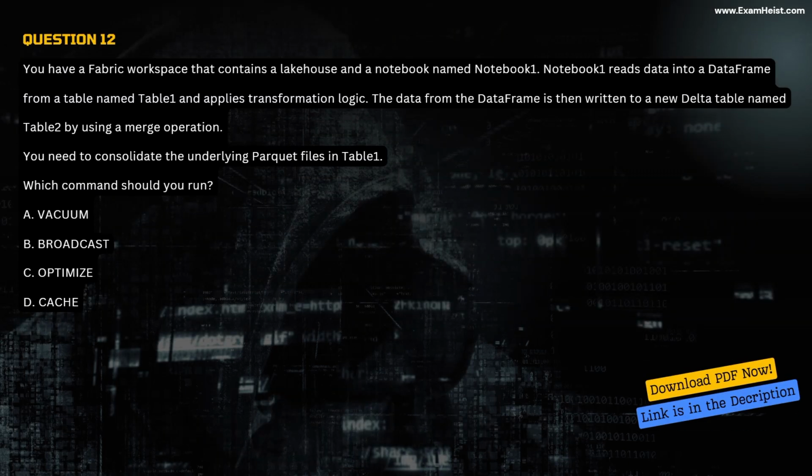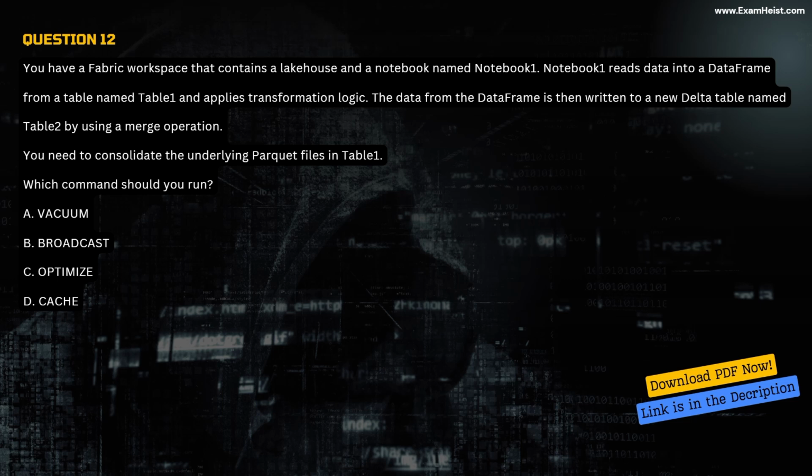Question 12. You have a Fabric workspace that contains a Lakehouse and a notebook named Notebook 1. Notebook 1 reads data into a data frame from a table named Table 1 and applies transformation logic. The data from the data frame is then written to a new delta table named Table 2 by using a merge operation. You need to consolidate the underlying Parquet files in Table 1. Which command should you run?